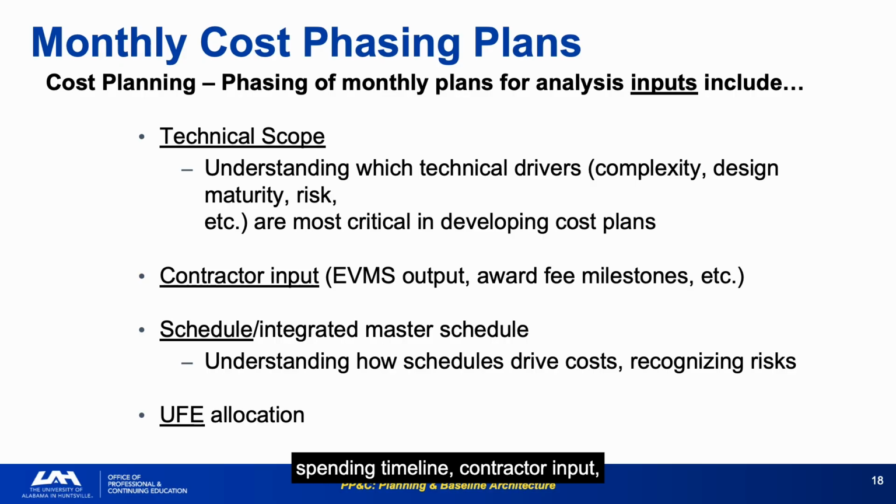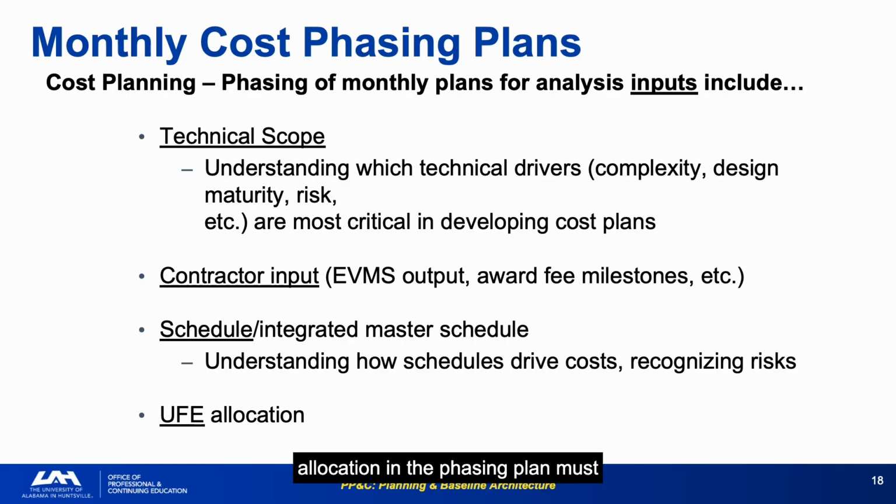Contractor input, EVMS output, award fee milestones, etc. The contractor's performance data should inform the government's cost phasing updates. If the contractor's EVM shows they'll miss a milestone, the associated cost should be rephased accordingly.